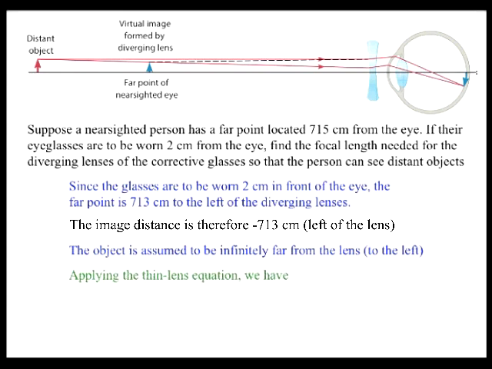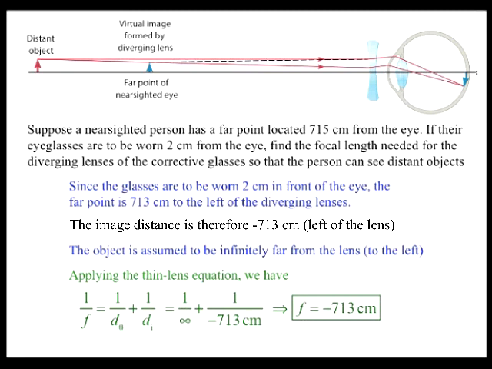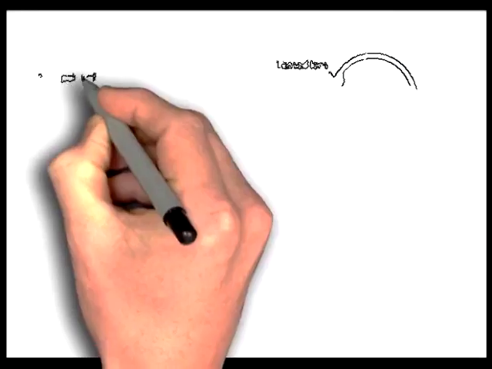Applying the thin lens equation, we have 1 divided by f equals 1 divided by DO plus 1 divided by DI. This equals 1 divided by infinity plus 1 divided by negative 713 centimeters. Solving for f gives f equal to negative 713 centimeters, which is negative as expected since the focus was supposed to be located at the far point, which is to the left of the lens.